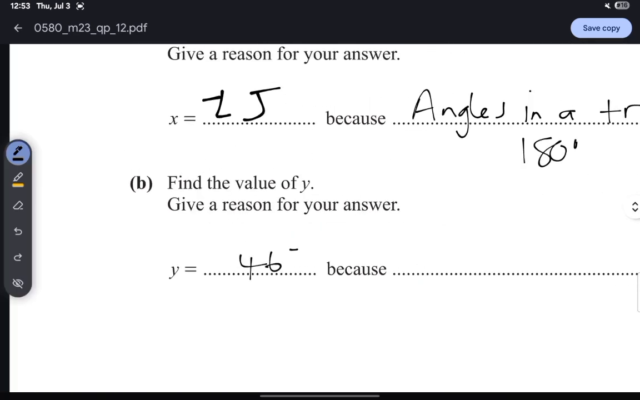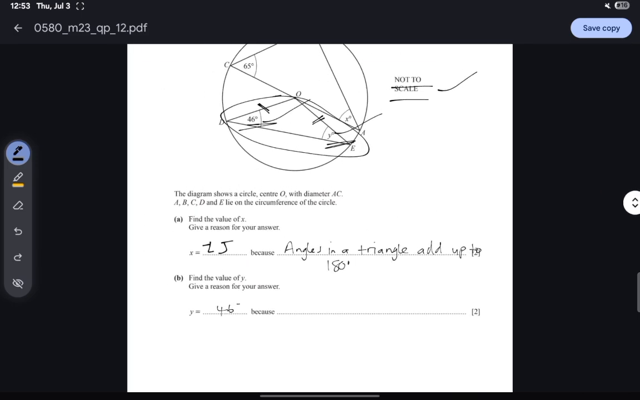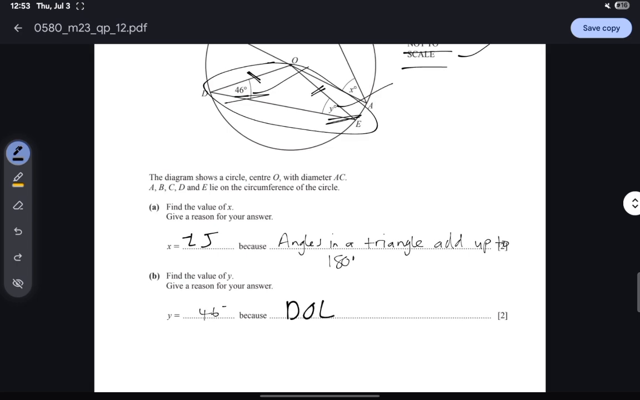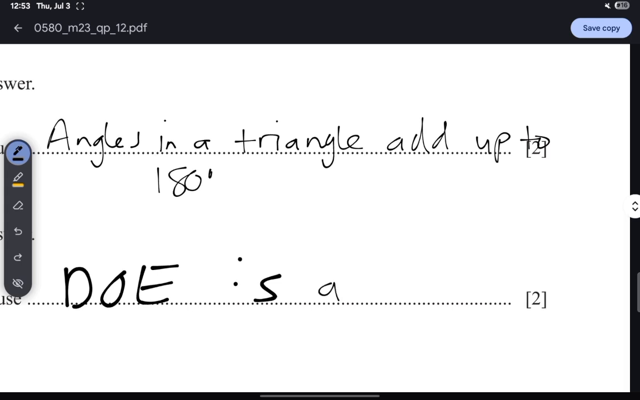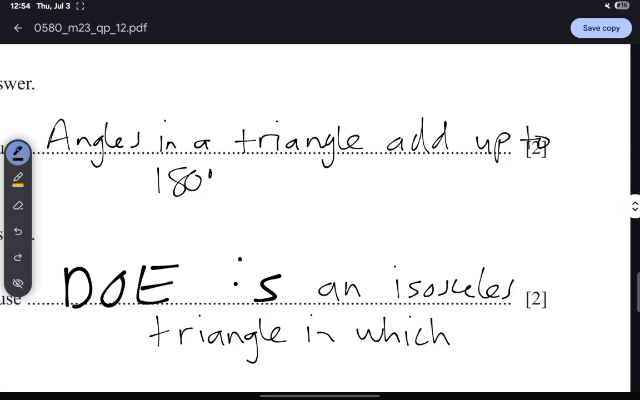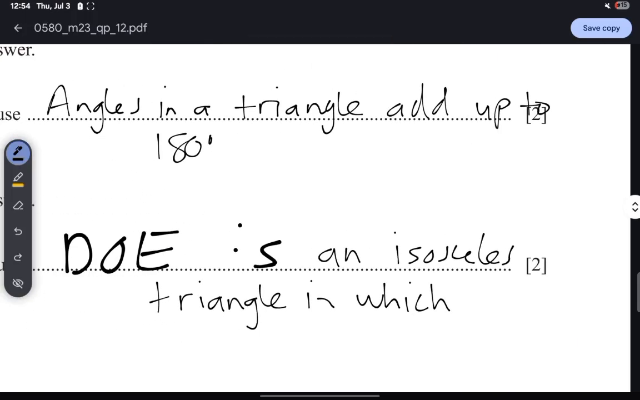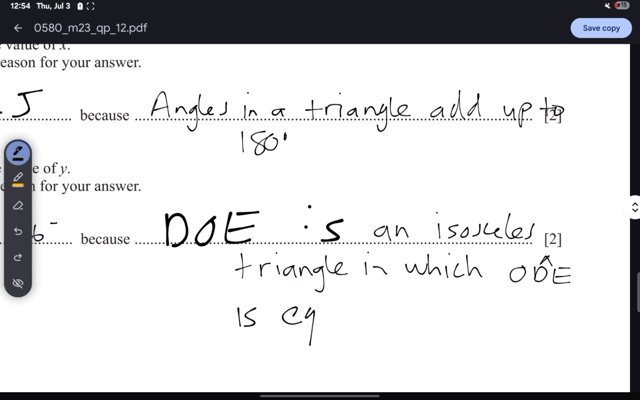So Y is 46 degrees, and for our reason, we're saying because DOE is an isosceles triangle in which angle ODE is equal to Y. There are many ways of phrasing this, but I hope you've understood this one.